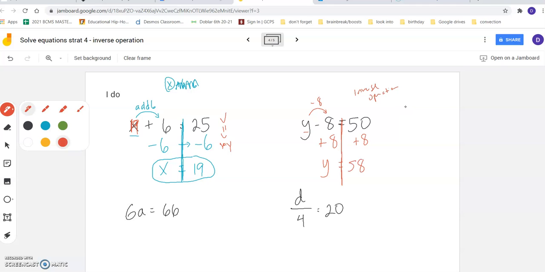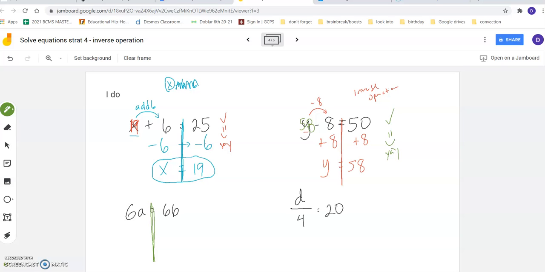Let's make sure. Go back to my original equation. If y was 58, then 58 minus 8 is 50. And it works. Yay. So that's an addition example and a subtraction example. Let's do a multiplication example. All the same process, it just matters what the operation is.